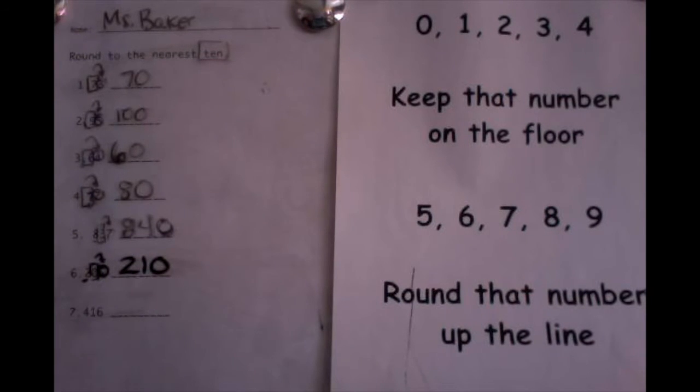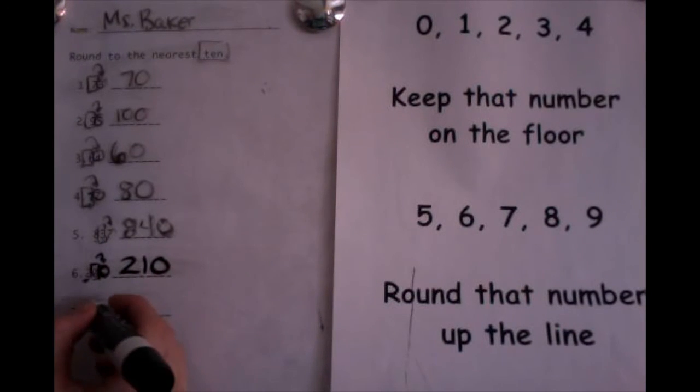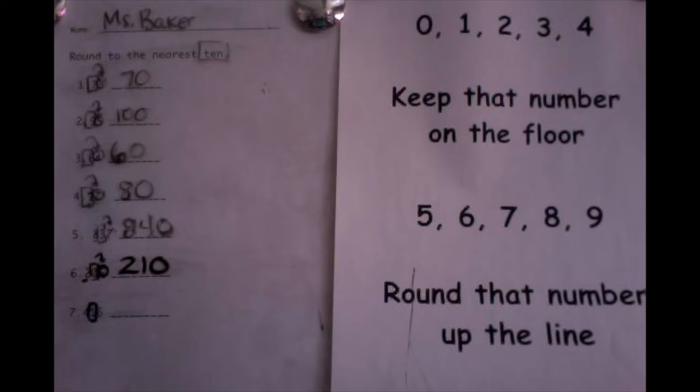Let's do one more. Number 7 says 416. What are we rounding to? The tens place. Very good. Put a box around our tens place. I see a 1. We need to look next door. 0, 1, 2, 3, 4.